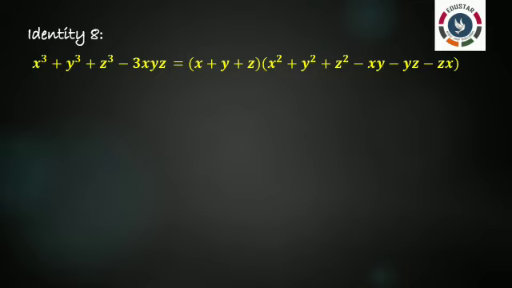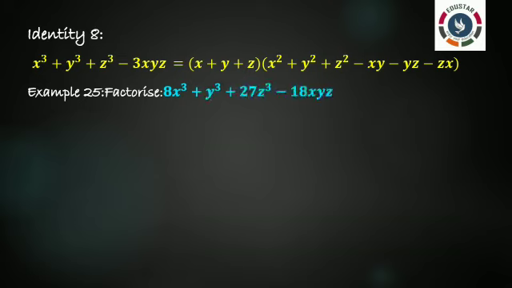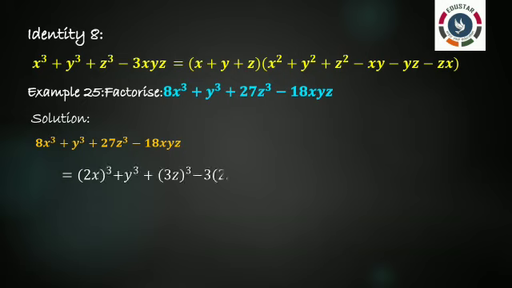Now let's discuss a sum based on this 8th identity. Example 25. Factorize 8x cube plus y cube plus 27z cube minus 18xyz. See here, the first term is what? 8x cube. 8 is the cube of 2, so it can be written as 2x the whole cube. And the second term is y cube. The third term is 27z cube, which can be written as what?